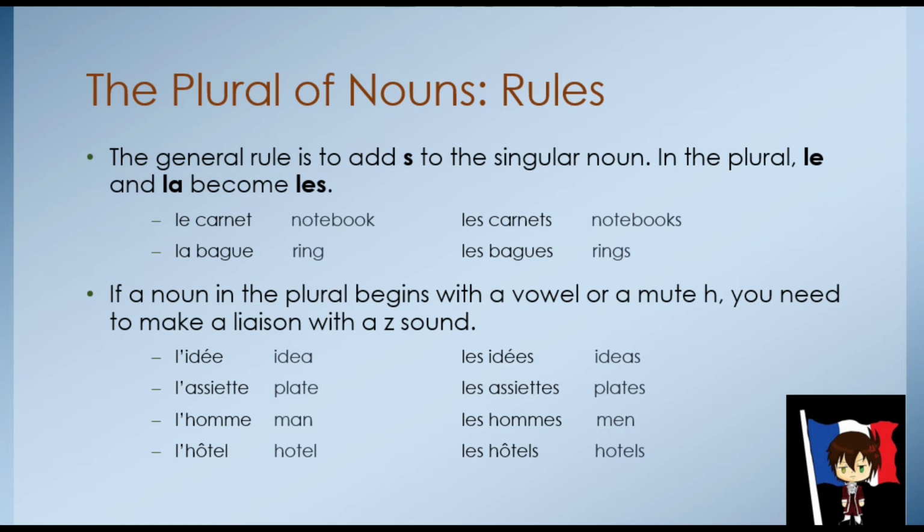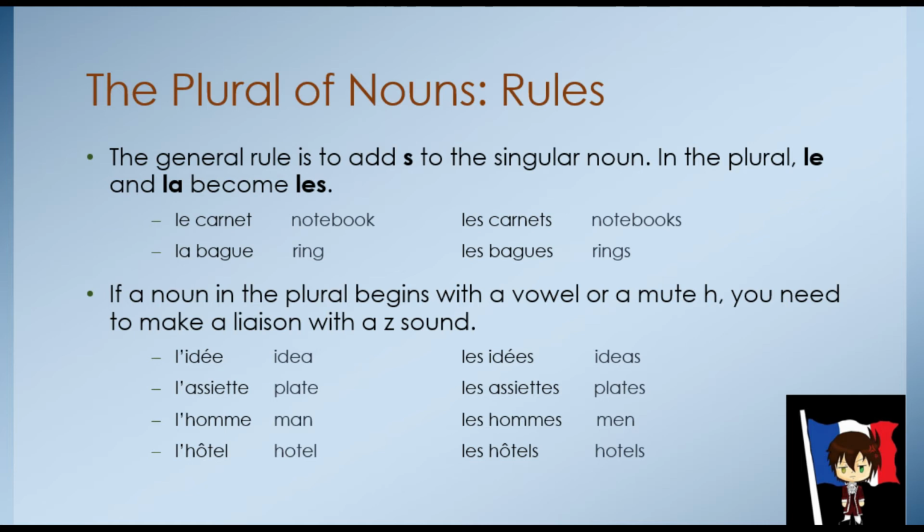So, same pronunciation din. Next rule, if a noun in the plural begins with a vowel or a mute H, you need to make a liaison with a Z sound. So, first example, we have l'idée or idea, magiging les idées. Mapansin nyo, hindi siya S, yung pag-a Z, may tunog ng Z. So, l'idée for idea will be les idées. Next, we have l'assiette or plate. And for that one, magiging les assiettes.